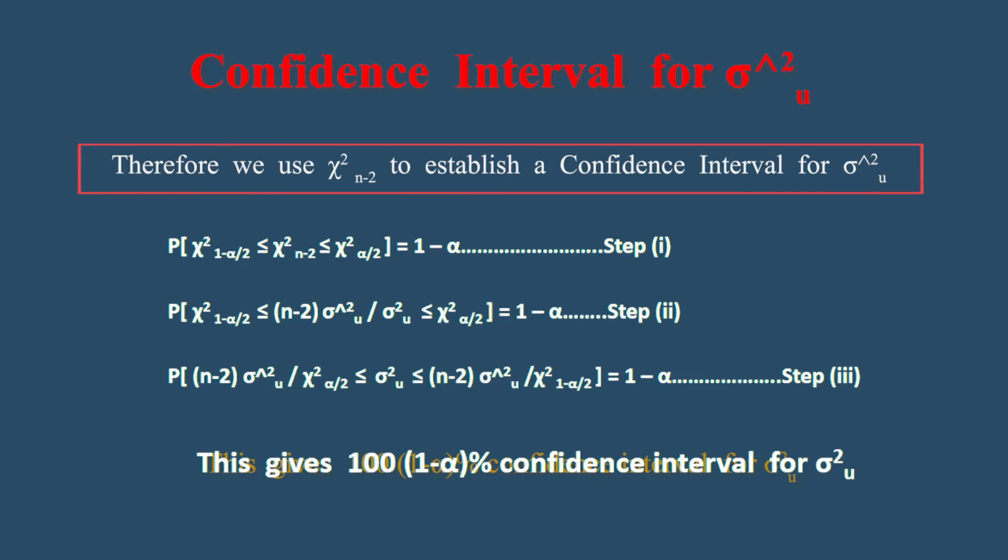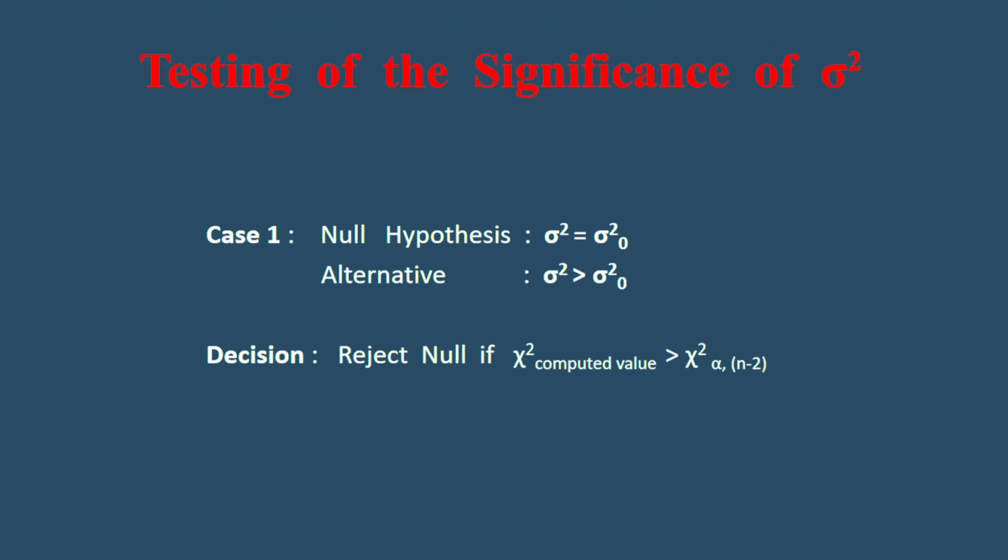So this is basically giving us the 1 minus alpha into 100% confidence interval for the disturbance term, or for the variance of the disturbance term sigma square u. This boils down to 3 particular cases. First we go for case 1. Our objective is the significance of sigma square. We have done the significance of the population mean, where we applied the z-test or the t-test. Now we go for the significance of the population variance, which is sigma square.